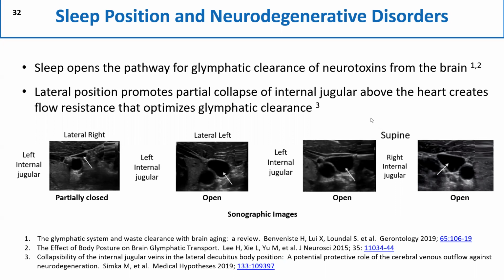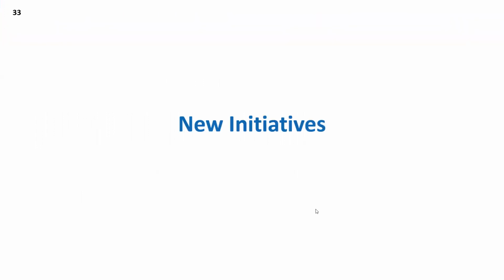So they put forward a premise that in the lateral positions, this partial collapse of the internal jugular that is above the heart creates flow resistance that optimizes glymphatic clearance. So we believe this is an interesting area for research going forward, especially because it would be relatively easy to keep people from sleeping supine if, in fact, that had some impact on future neurodegeneration.